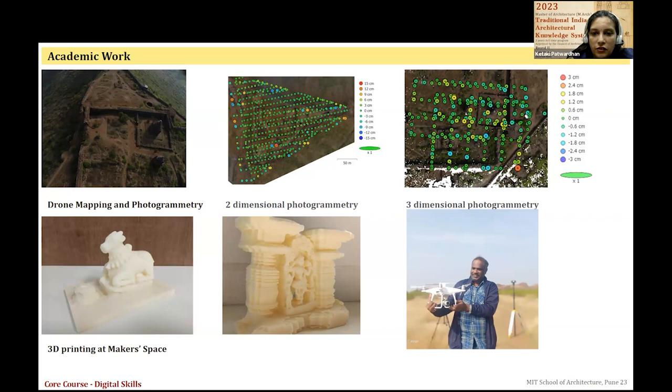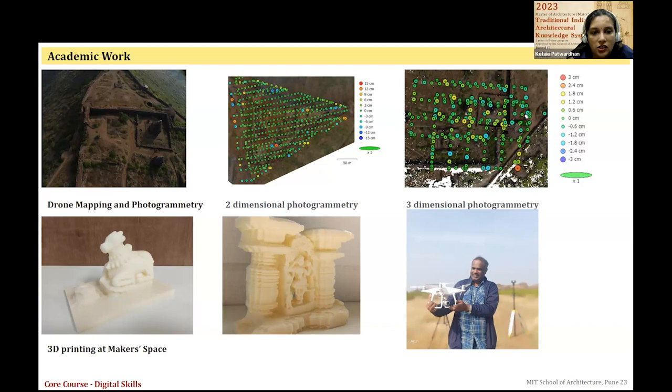So we have a 4-credit studio, which means 4 hours a week, called Digital Skills. We have teachers from the School of Engineering who come and take sessions on drone mapping. We have in-house teachers who are specialized in digital architecture and computational design, who are architects, who help and train the students in photogrammetry or 3D printing and even GIS, where we are trying to again connect the dots with digital intervention in heritage documentation, as well as taking it further for research by using tools and techniques like GIS.